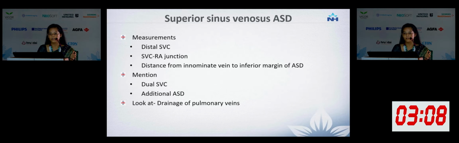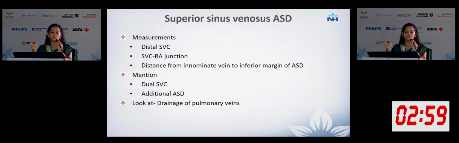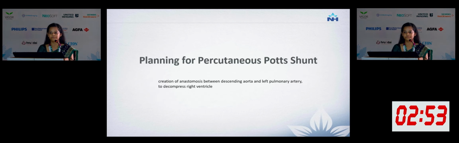So a few points we need to tell them: measurements at certain levels, distal SVC, SVC-RA junction, distance from anomalous vein to inferior margin of ASD, mention if there's a dual SVC or additional ASD, and look at the drainage of pulmonary venous pattern and report it in detail.